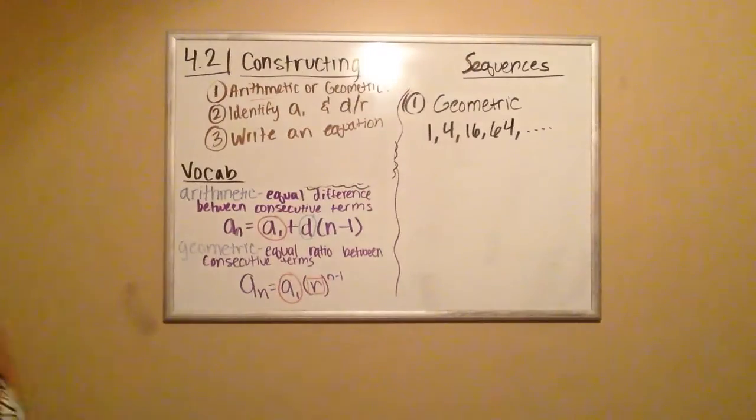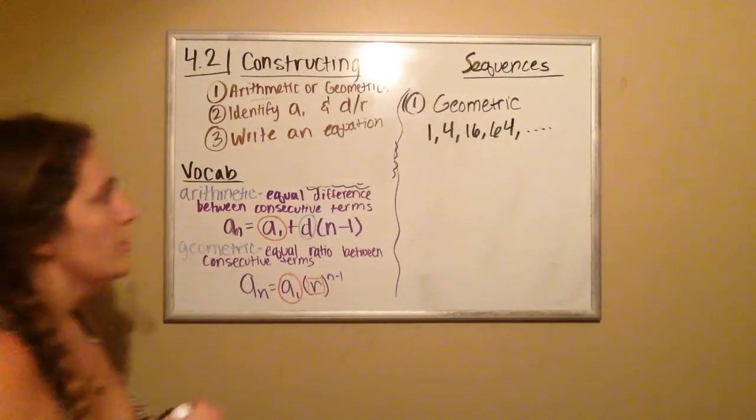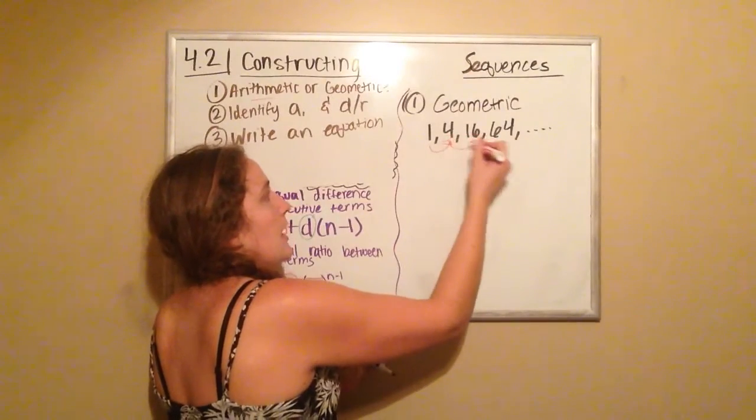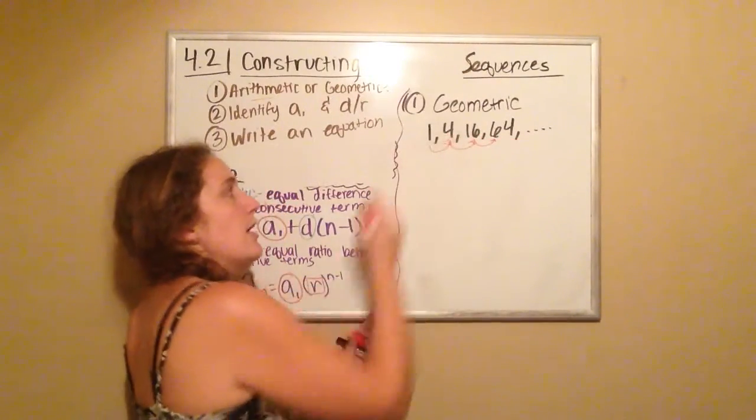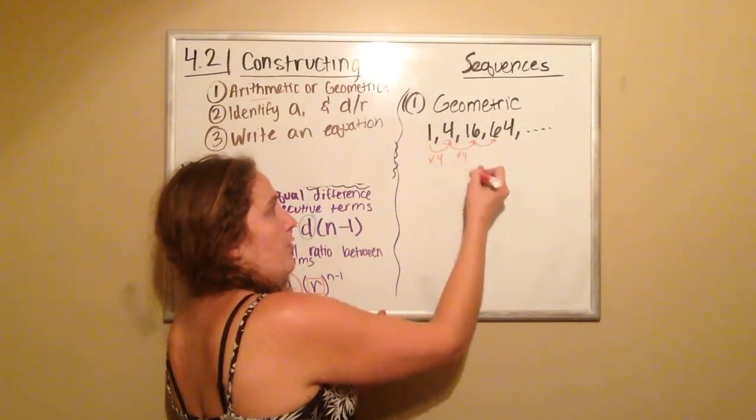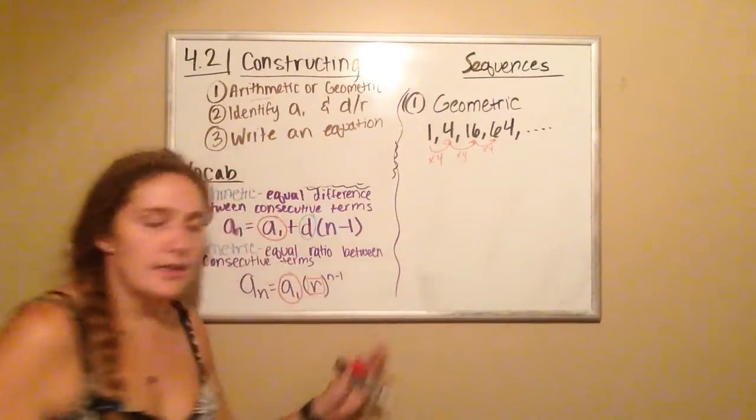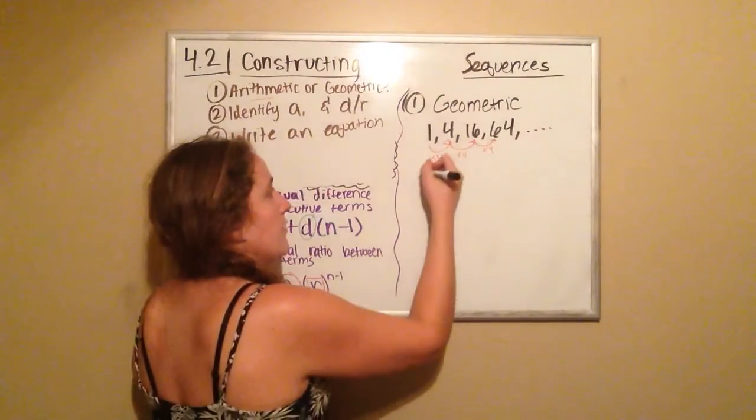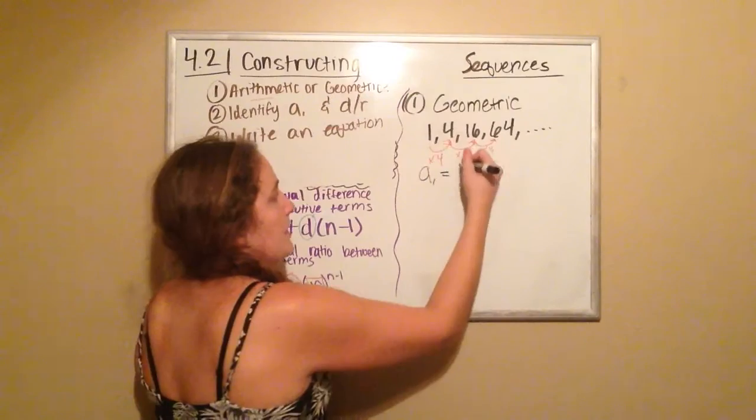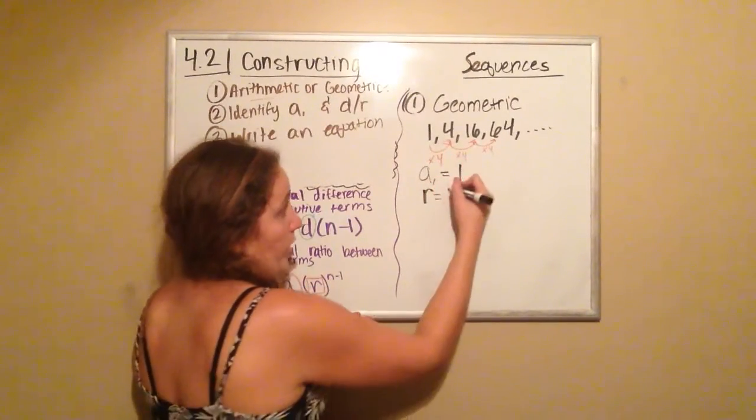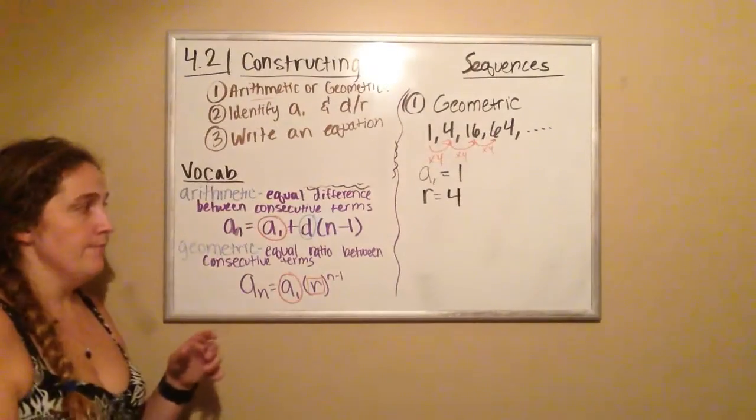So I know it's a geometric sequence. I know that I am either multiplying or dividing by something each time. And I just have to figure out what that is. To get from 1 to 4, I'm multiplying by 4. To get from 4 to 16, I'm multiplying by 4. And so on. And it ends up working out. So for this geometric sequence, A of 1, or the first term, is 1. The ratio is 4. You're multiplying by 4 each time.